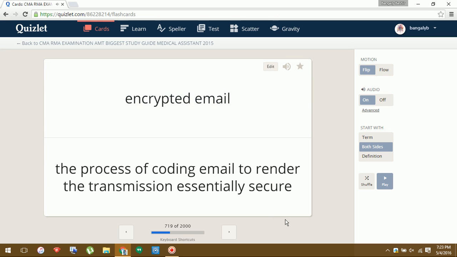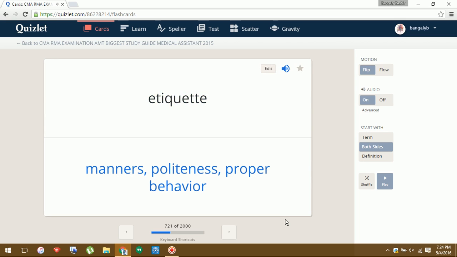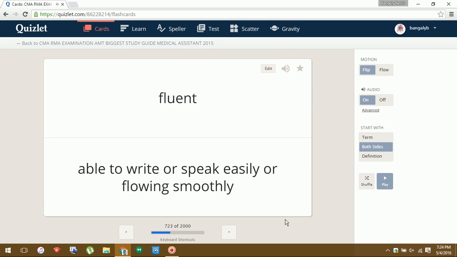Encrypted email: the process of coding email to render the transmission essentially secure. Enunciation: speaking clearly, articulating. Etiquette: manners, politeness, proper behavior. Fax: machine that sends documents from one location to another by way of telephone lines. Fluent: able to write or speak easily or flowing smoothly.